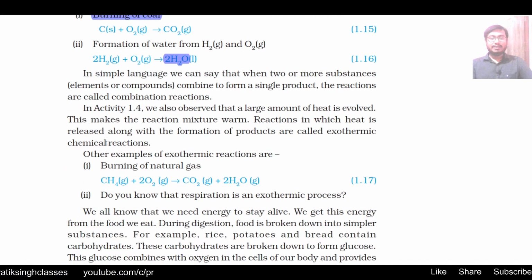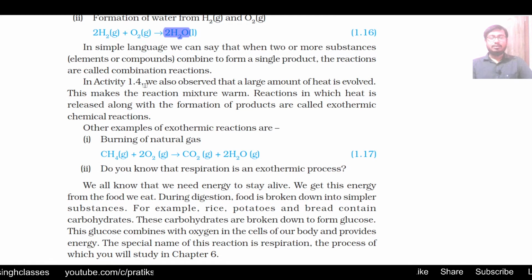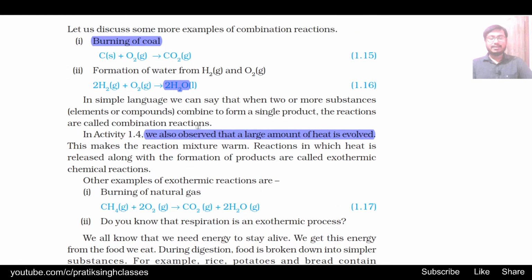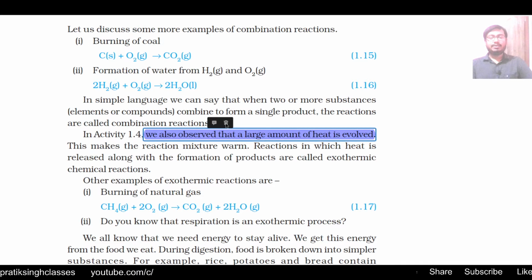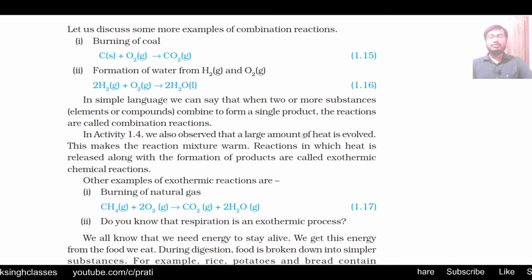In activity 1.4, we also observe that a large amount of heat is evolved. As we have seen, when calcium oxide reacted with water and calcium hydroxide was made, the water solution became hotter. So a huge amount of heat is evolved, and as I have said earlier, these types of reactions are called exothermic reactions. This makes the reaction mixture warm. The temperature increases there.